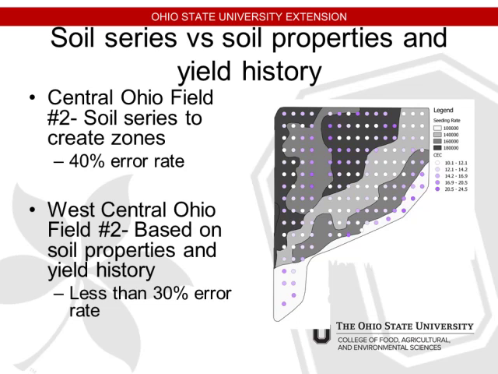And so looking at soil series, there was a pretty high error rate. We calculated it at 40%. So web soil survey and soil maps are not meant to make zones. That's not what they were created for. So it can be used to make zones, but probably isn't the best way to divide up a field.